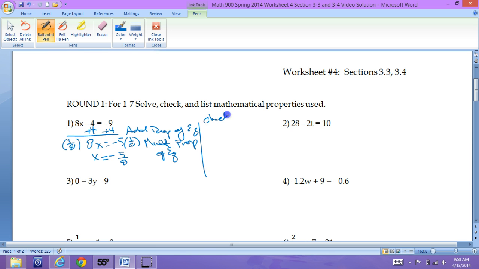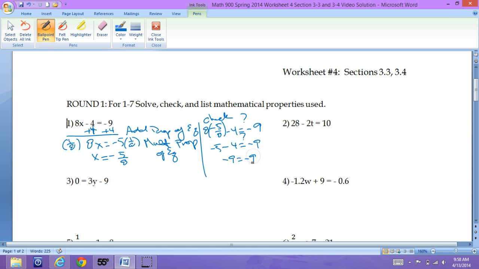Now we're going to check, and I know there's not a lot of room on this worksheet. 8 times negative 5 over 8, minus 4 equals negative 9, and the whole time we're asking ourselves, is that true? So notice that 8 times negative 5/8 is just negative 5 because the 8's cancel to make 1s. So negative 5 minus 4 is negative 9. Maybe on quizzes and exams I want to see the final step. Negative 5 minus 4 is negative 9.